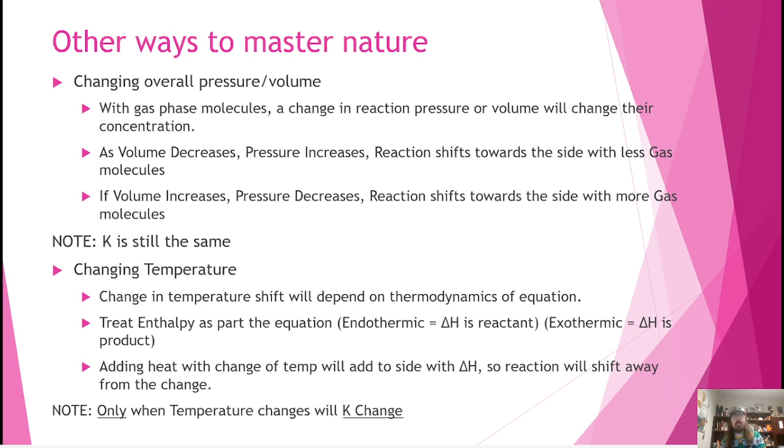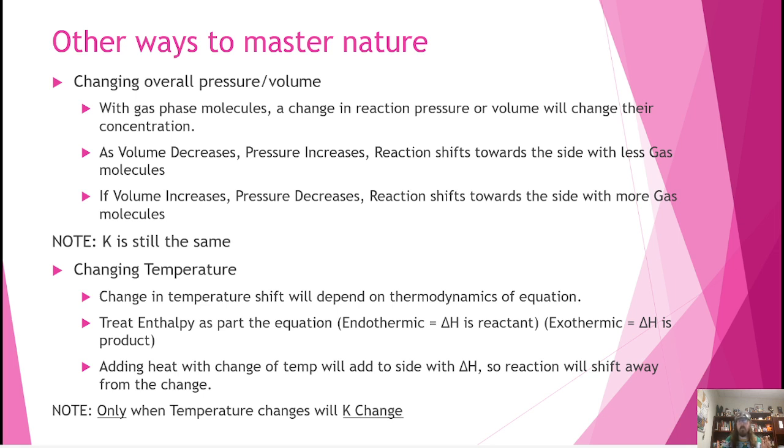The other way is to change the temperature. Changing the temperature will shift equilibrium. Changing the temperature changes K. So Q doesn't actually change in this one. You're either moving K up or moving K down, and the reaction shifts to fix that. And the direction K changes depends on whether a reaction is naturally endothermic or exothermic.